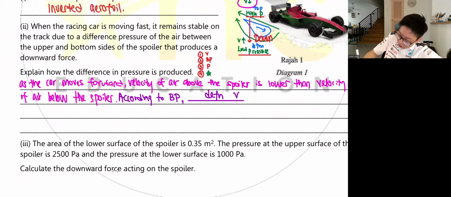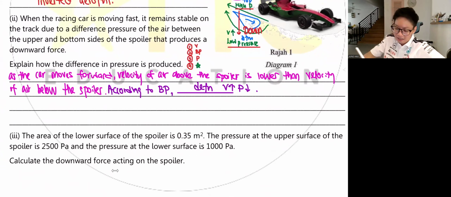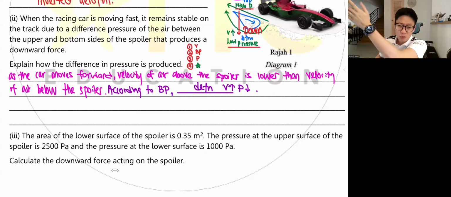High velocity, pressure low, okay. So we skip, okay. My hand a bit tired already, my muscle also pain already. Okay, so according to Bernoulli principle, the definition: higher velocity will cause the pressure of the fluid to decrease.